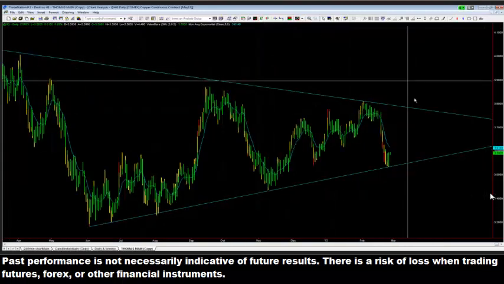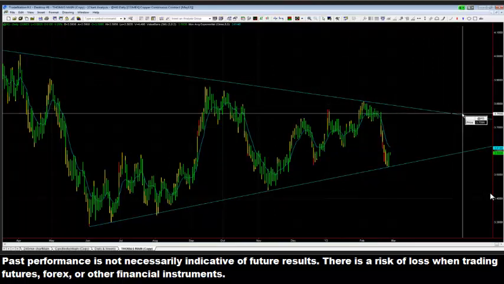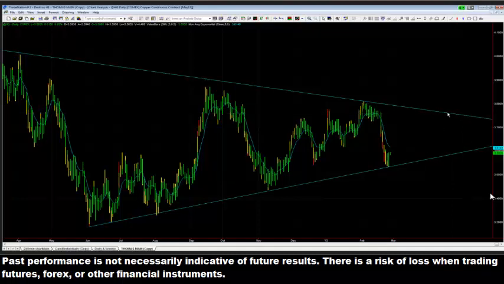That could be anywhere from around 780 to 760, depending on how long it takes it to get all the way back up there. But I would look for it to retest the pennant highs.